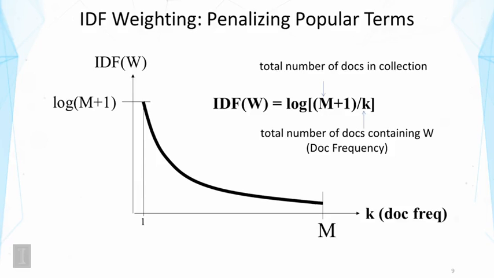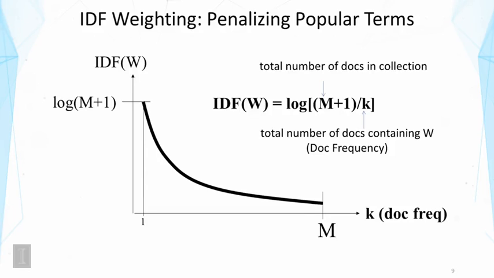Now if you plot this function by varying k, then you would see the curve would look like this. In general, you can see it would give a higher value for a low DF word, a rare word. You can also see the maximum value of this function is log of m plus 1. It will be interesting for you to think about what's the minimum value for this function. This could be an interesting exercise. Now the specific function may not be as important as the heuristic to simply penalize popular terms.